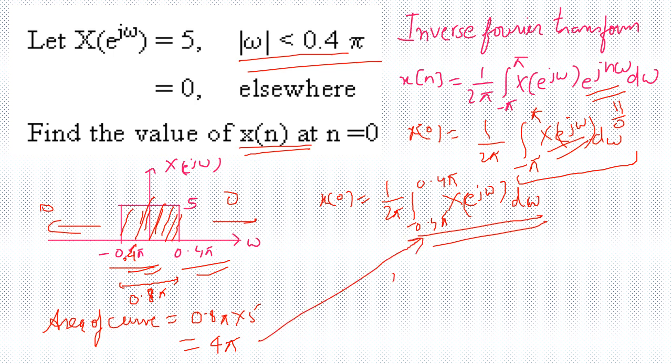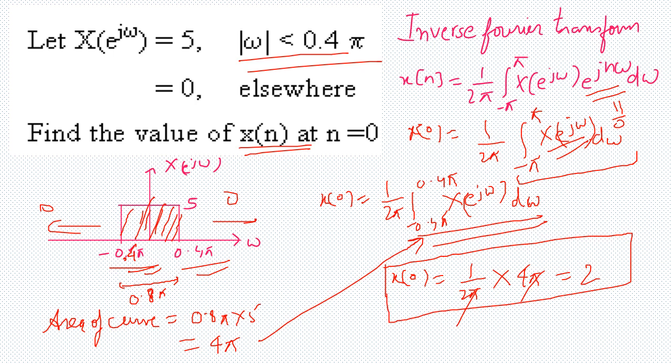So we can write x[0] is equal to 1 by 2π times, we can write this as 4π. This entire thing is the area under the curve, so this is 4π. So you get the answer as 2. So x[0] is 2. So this is how you can proceed with the problem related to the area under the curve. Thanks for watching.